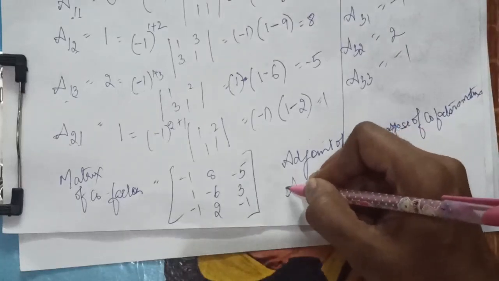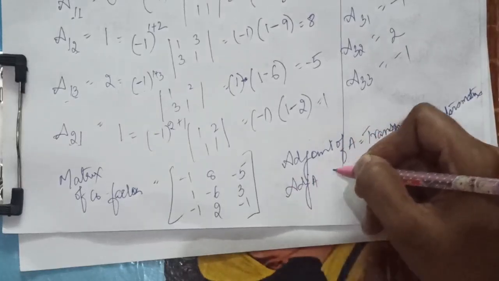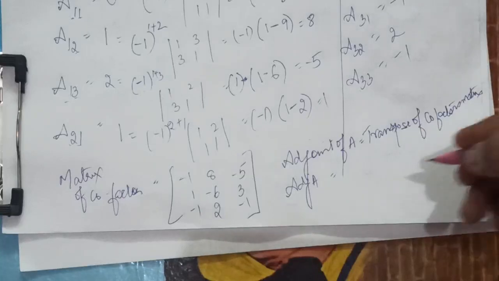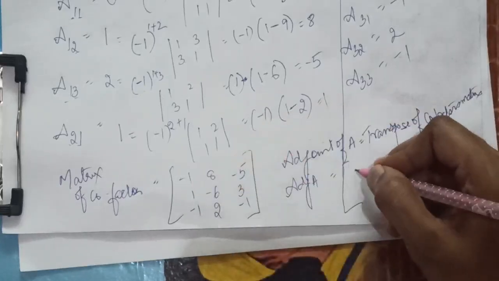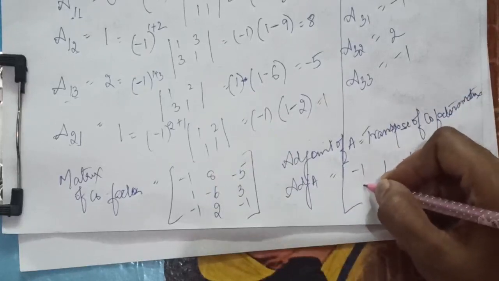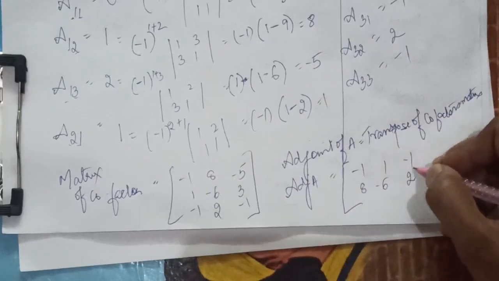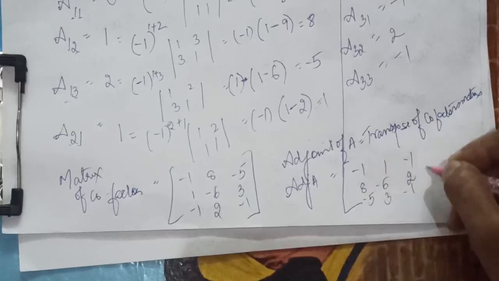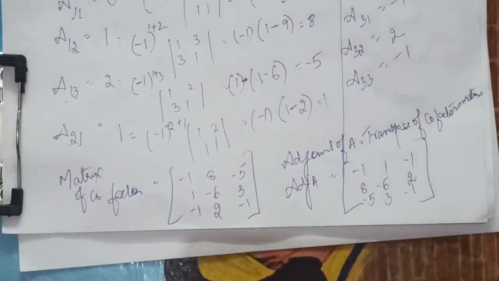And for adjoint, the short form is adj A, adjoint of A. So we simply have to take the transpose of this. If I take the transpose of this matrix, I will change the rows into the columns and the columns into the rows. It has become the adjoint of this matrix. So like this you can calculate the cofactors. If you have been told to calculate only the cofactors, you can stop there. But if it has been written that you have to calculate the adjoint of A, first calculate the matrix of cofactors, take its transpose, and that will be your adjoint of A.